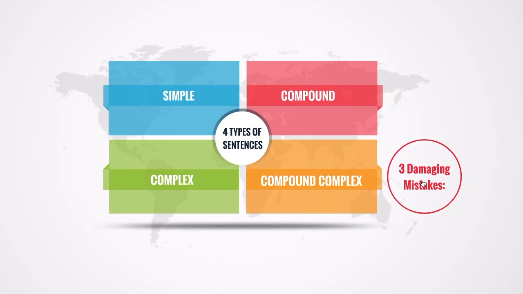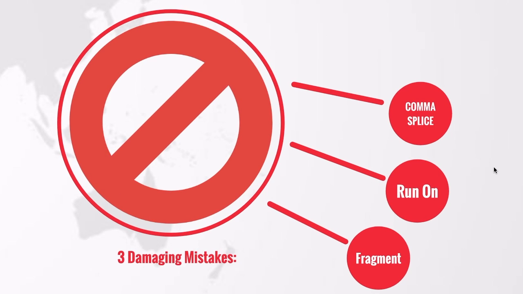Now we're going to talk about 3 damaging mistakes that occur in our writing. So, what are the 3 damaging mistakes? Comma splices, run-ons, and fragments.